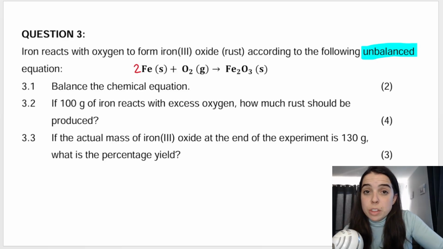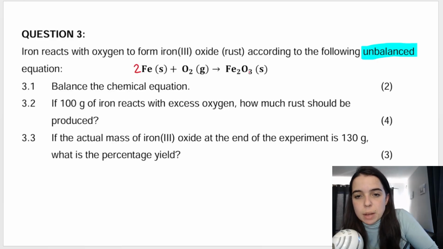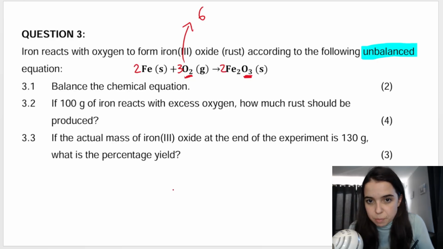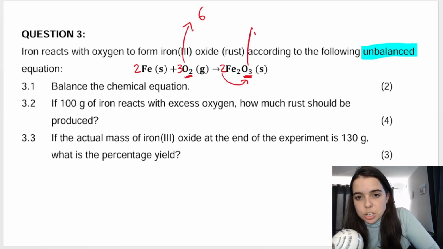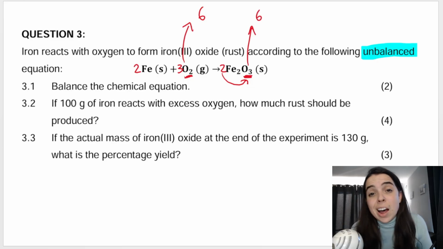And if you do that, you know that I need to make this over here 6. So I put a 3 over here. That gives me 6 oxygens on this side. And to make this become 6, I need to put a 2 over here. Now, on the left-hand side of the equation, I have 6 oxygens. On the right-hand side of the equation, I have 2 times 3, also 6 oxygens. But look at my iron. My iron is now unbalanced.